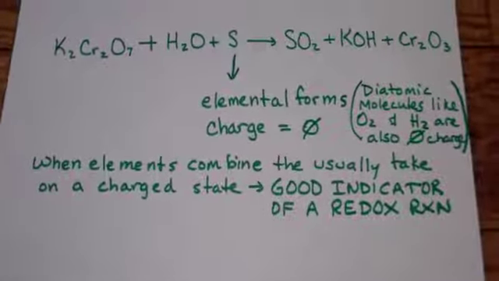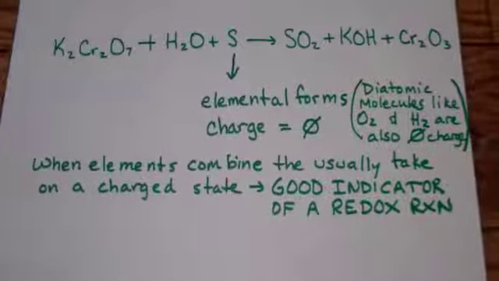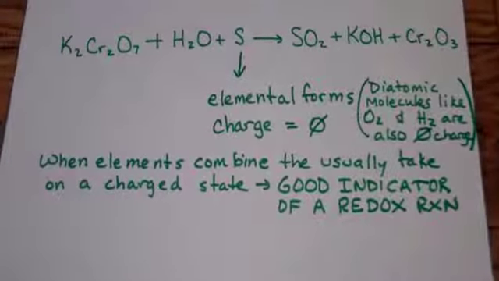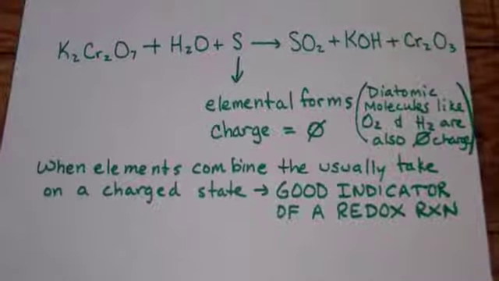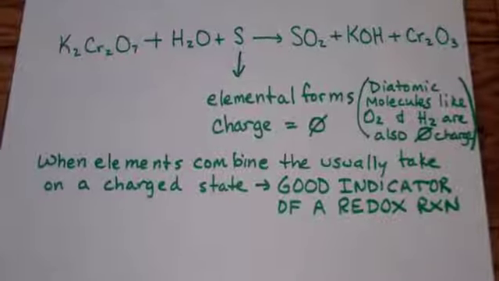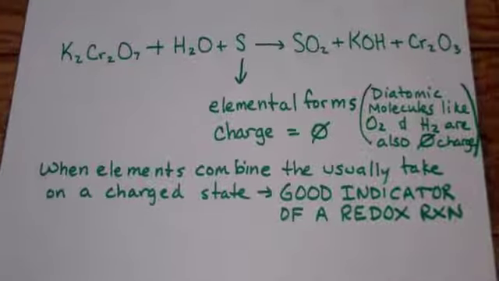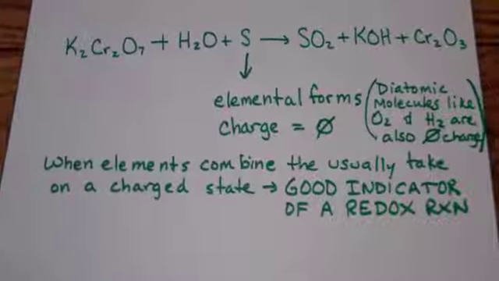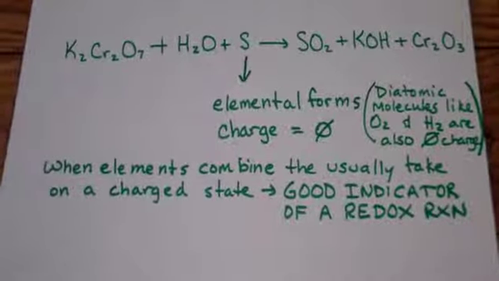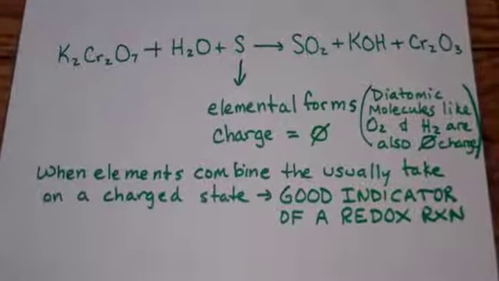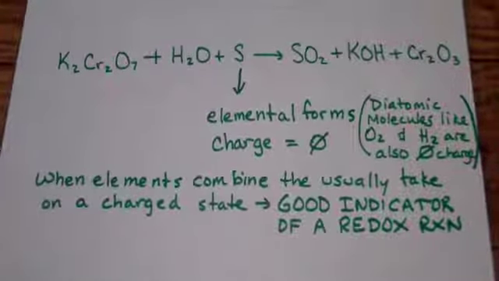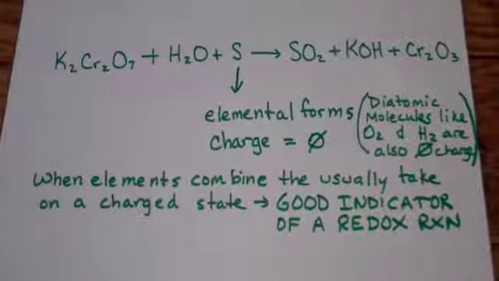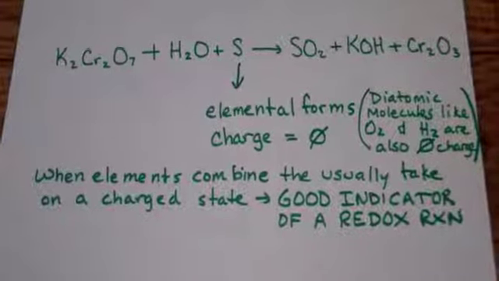In this case, sulfur goes from the left side of the equation as elemental sulfur to the right side of the equation as sulfur dioxide. So this is a good indication that the charge on the sulfur is probably changing. So we can walk through the oxidation numbers and now see for sure which one is being reduced and which one is being oxidized, and assign our reducing agents and our oxidizing agents.